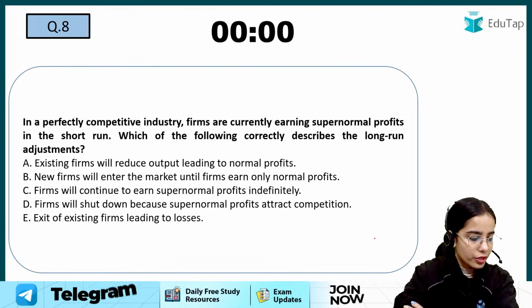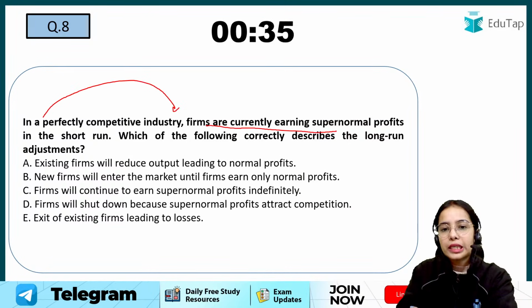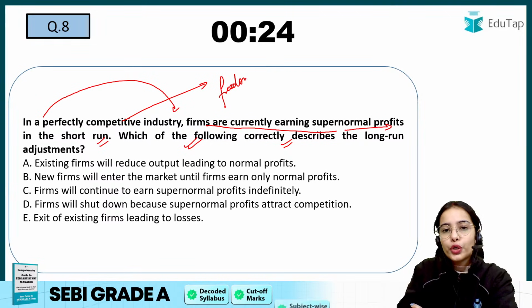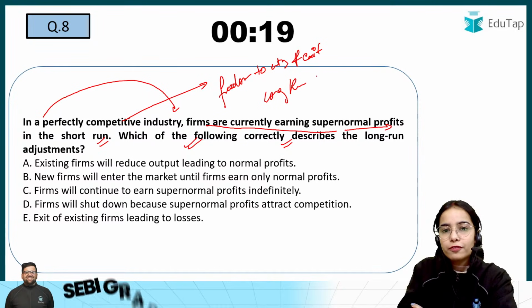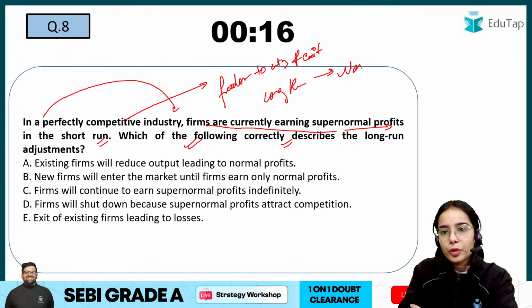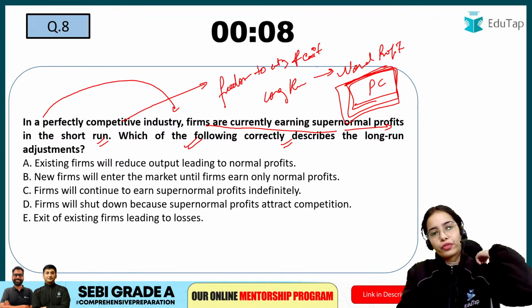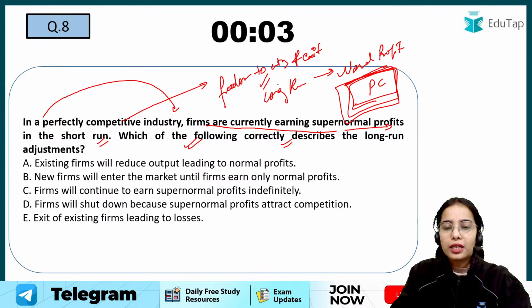Chalo. Any confusion? Anyone? Now, in a perfectly competitive industry, firms are currently earning supernormal profits in the short run. Which of the following correctly describes the long run adjustment? In a perfectly competitive industry, as you know, there is freedom of entry and exit. And in the long run, the firms can only earn normal profits in perfect competition.